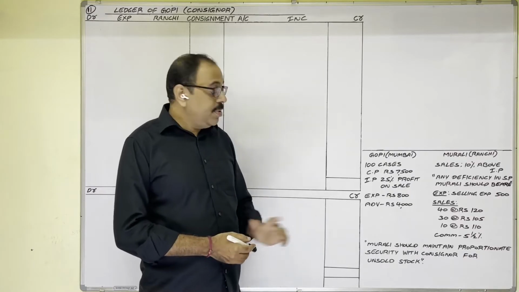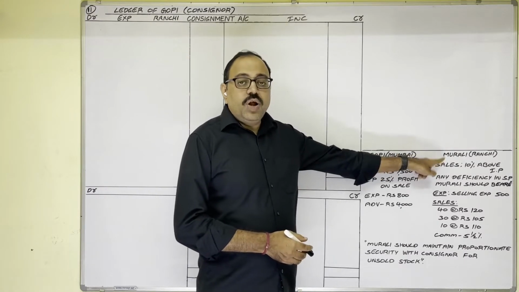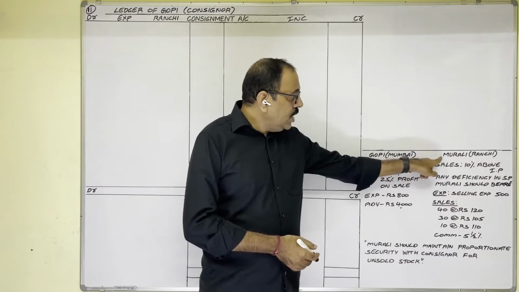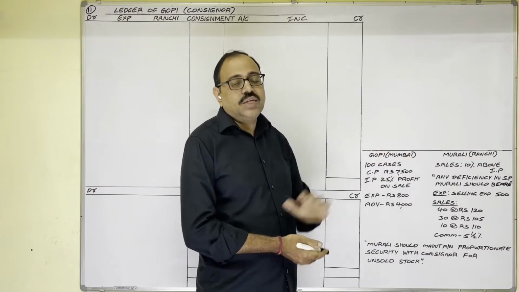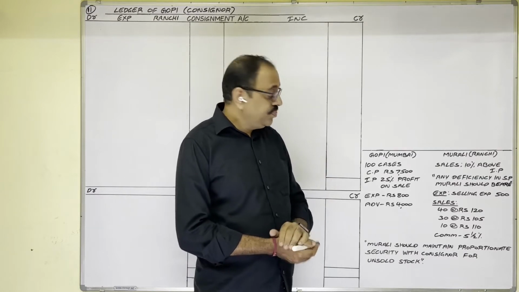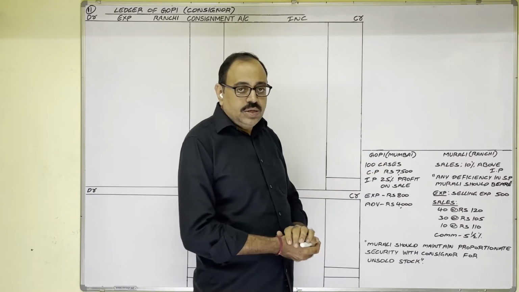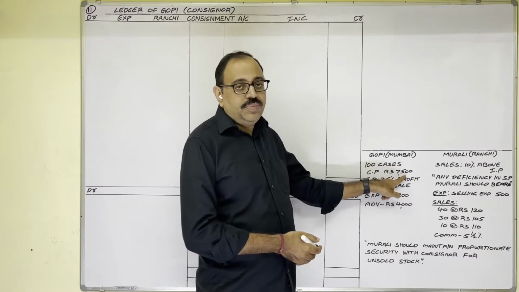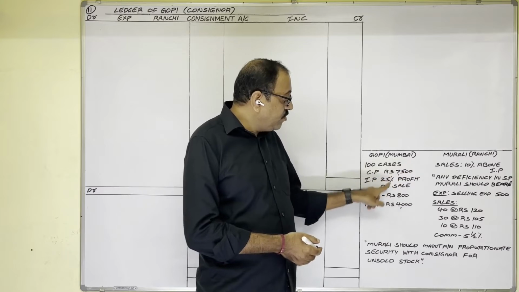Important points of the problem I have written on the board. Gopi and Murali are involved in consignment business. Gopi is living in Mumbai, Murali in Ranchi. So Gopi is sending goods to Murali on consignment basis. So Gopi is consignor, Murali is consignee. Gopi sent 100 cases of medicines. Cost price is 7,500 and invoice price is 25% profit on sale.